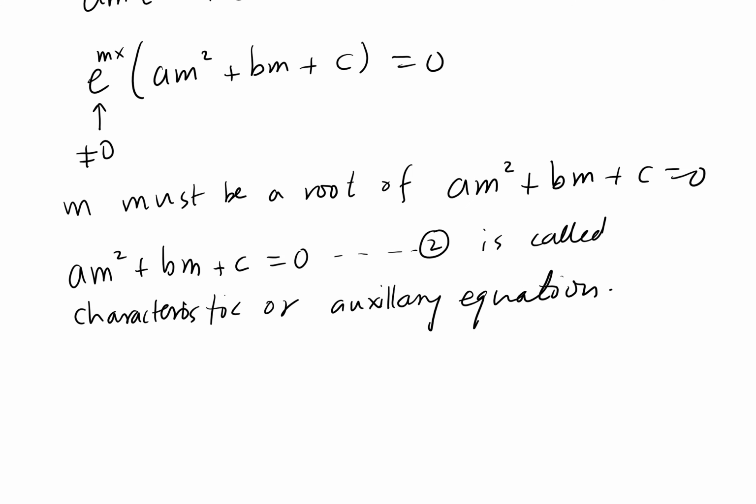Now we're going to study equation 2. How are we going to study that? That's a quadratic equation. And as I showed you earlier when I reviewed the quadratic formula, there can be three cases: either two real distinct roots, or one repeated root, or two complex roots. Let's look at the first case.